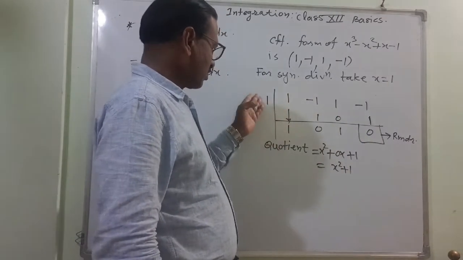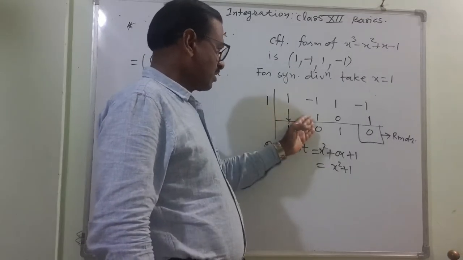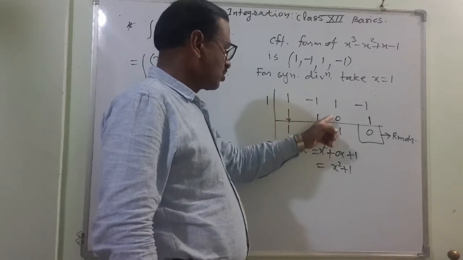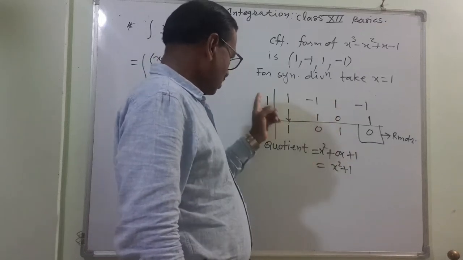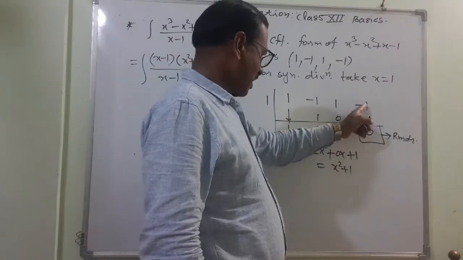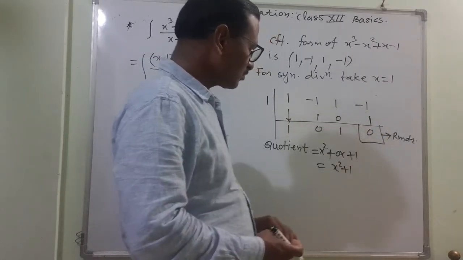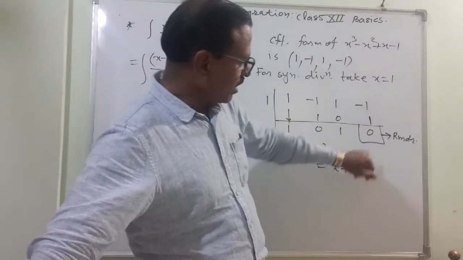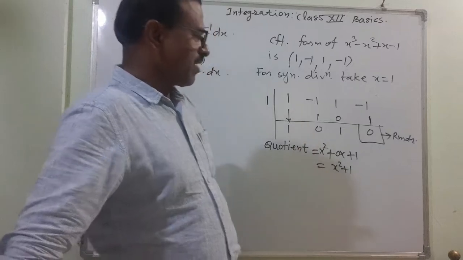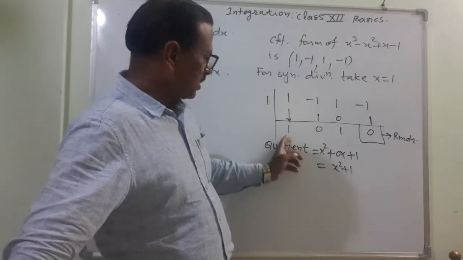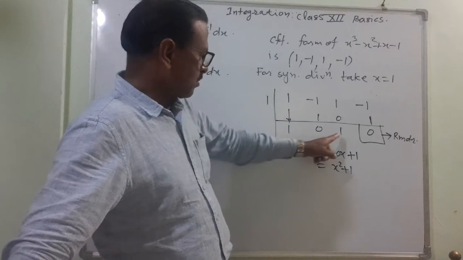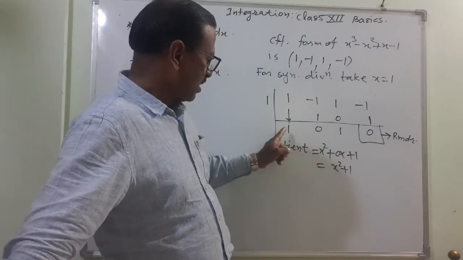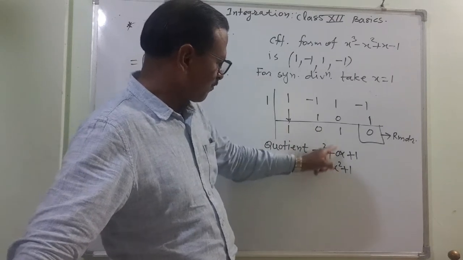So 1 is taken down, do the multiplication, 1 into 1 is 1. Do the addition, minus 1 plus 1 is 0. Now 1 into 0 is 0, 1 plus 0 is 1. So now 1 into 1 is 1, minus 1 plus 1 is 0, this is the remainder. You know the remainder theorem, factor theorem. If the remainder is 0, then x minus 1 is a factor. So now what is the quotient? This is the quotient: constant plus 1, this is x, then this is x square. These are the coefficients written here.